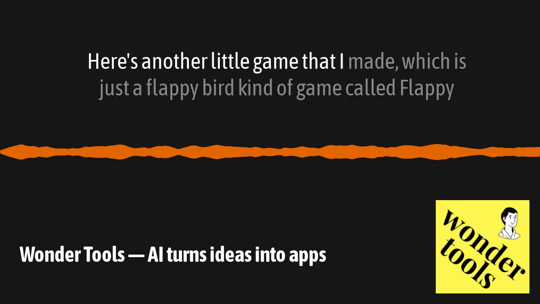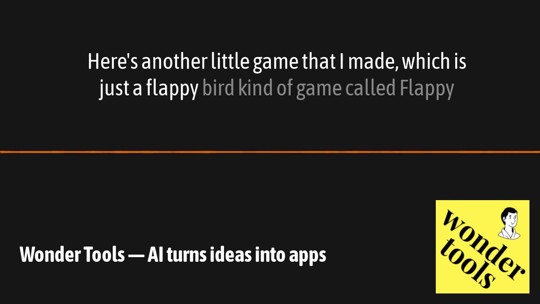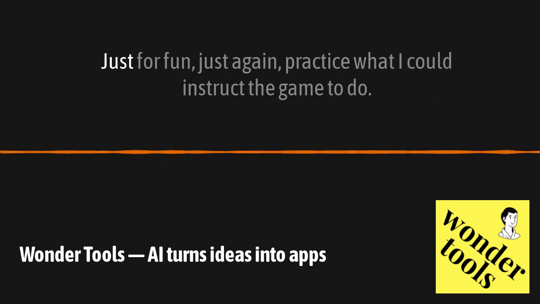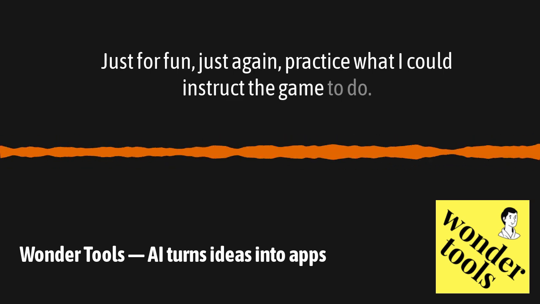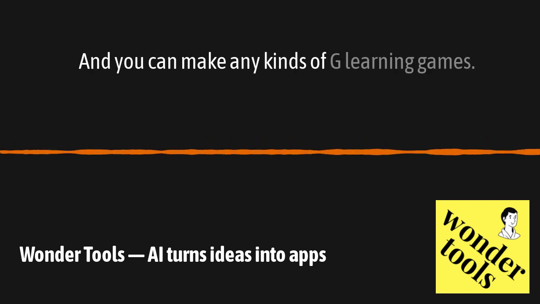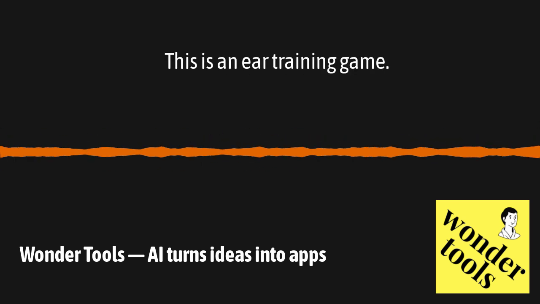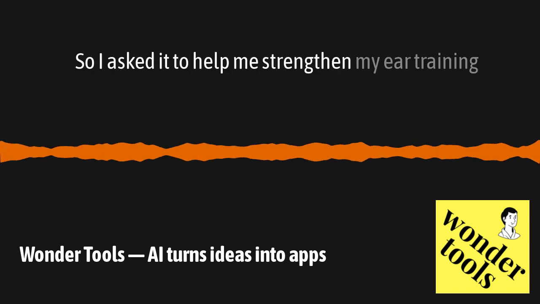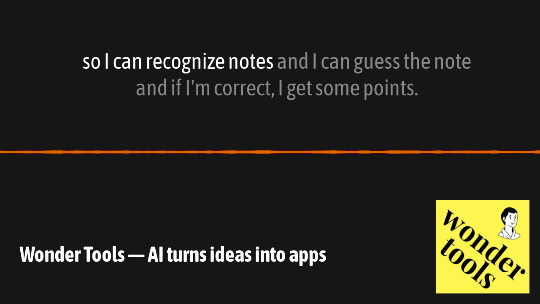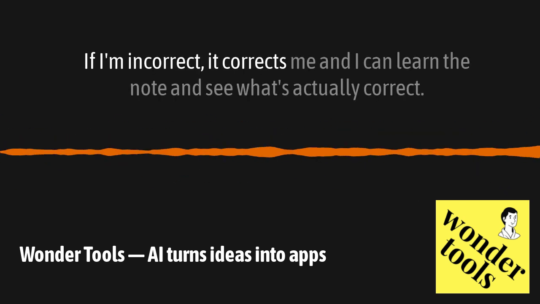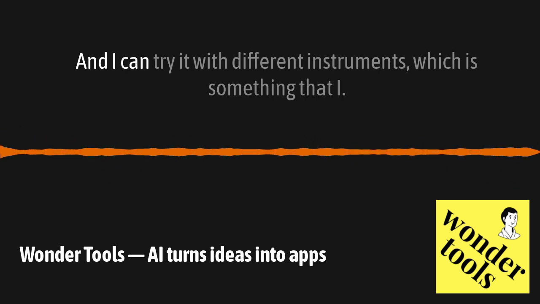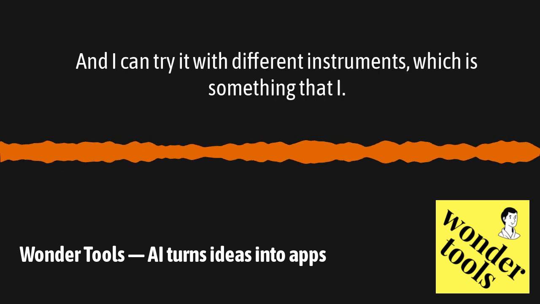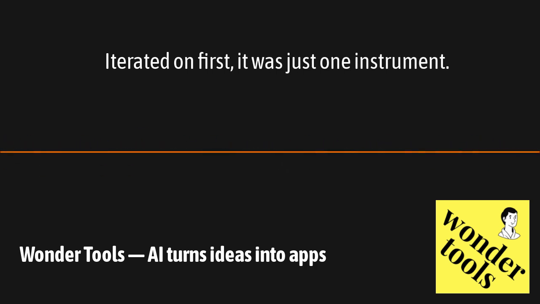Here's another little game that I made, which is just a Flappy Bird kind of game called Flappy Violin, just for fun, just to, again, practice what I could instruct the game to do. And you can make any kinds of games, learning games. This is an ear training game, so I asked it to help me strengthen my ear training so I can recognize notes. And I can guess the note, and if I'm correct, I get some points. If I'm incorrect, it corrects me, and I can learn the note and see what's actually correct. And I can try it with different instruments, which is something that I iterated on. First, it was just one instrument.